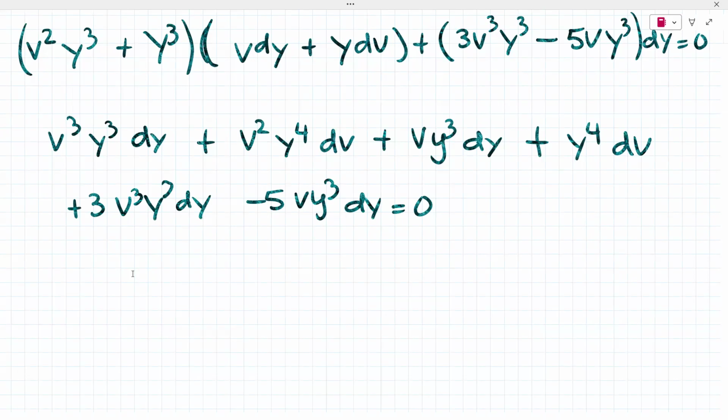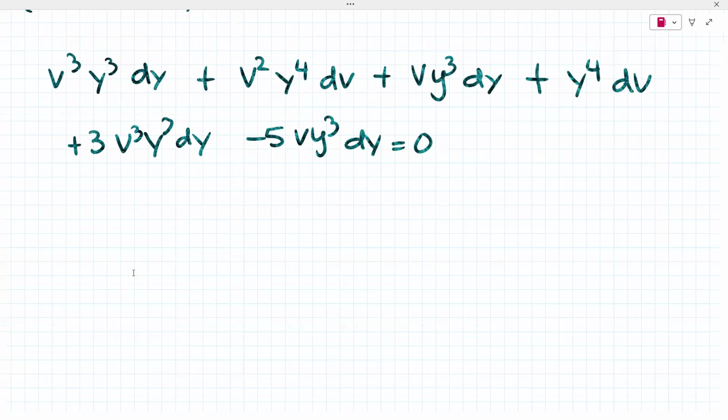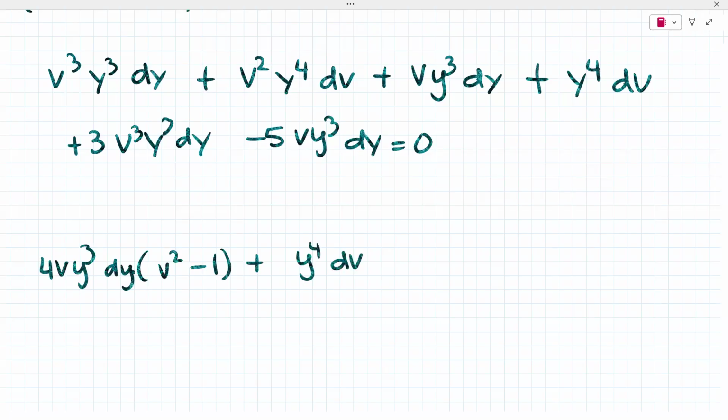So basically, when you really clean it up, you should get this. I'm just going to go one step further. When you FOIL it out and clean it up, you're going to get 4vy cubed dy times (v squared minus 1) plus y4 dv times (v squared plus 1) equals 0.